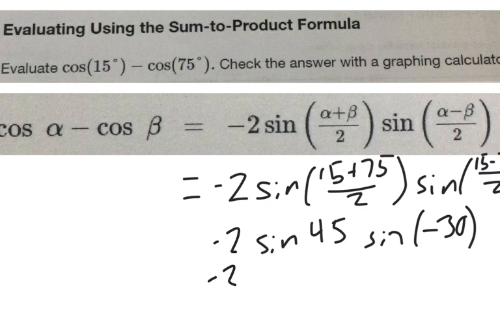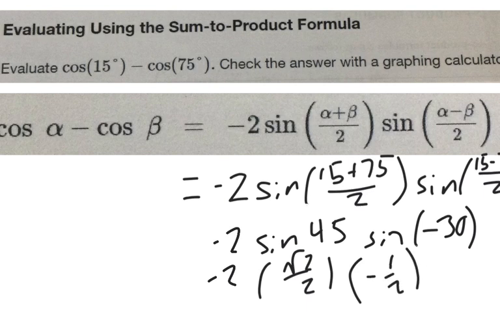So what is sine of 45? Radical 2 over 2. What is sine of negative 30? Negative 1/2. So just from my triangles, but I didn't draw them.